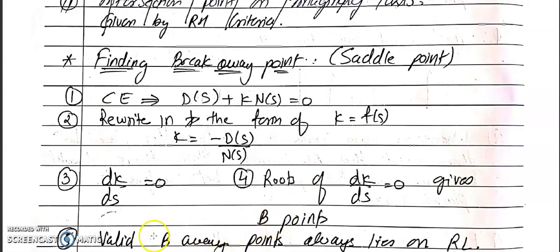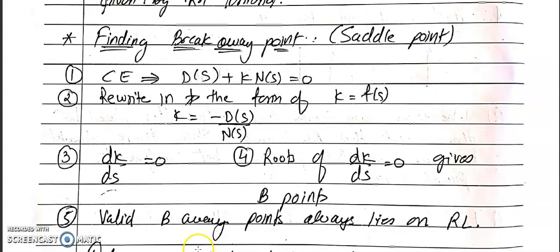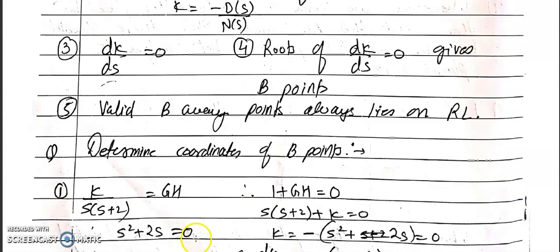That value of s will always give you the breakaway point. So what is meant by valid s? The value of s which lies on the root locus will be the valid point, right? So let us discuss this in an example.